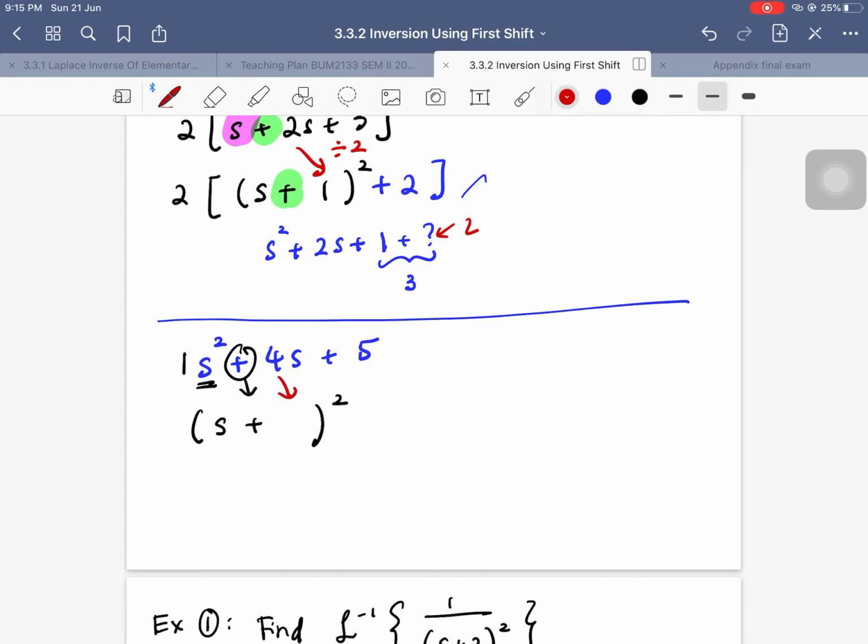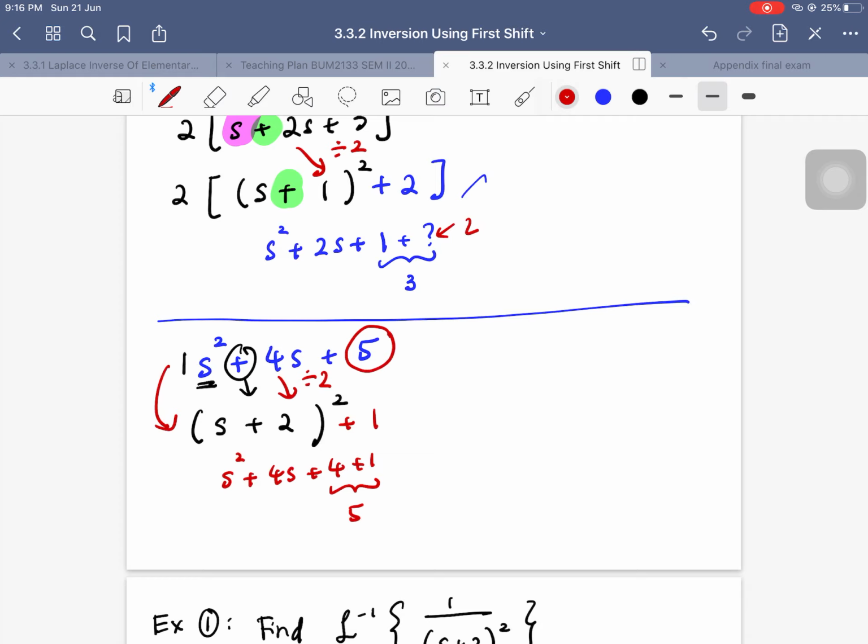How do I get the number right here? I have to divide this constant by 2. So I will get 4 divided by 2, that is going to be a 2. However, this is not done yet because I somehow have to end up with a constant 5 at the back. If I were to expand this, I'm going to have s squared plus 4s plus 4. And how do I end up with a 5? I have to add plus 1. So it's going to be plus 1 right here.